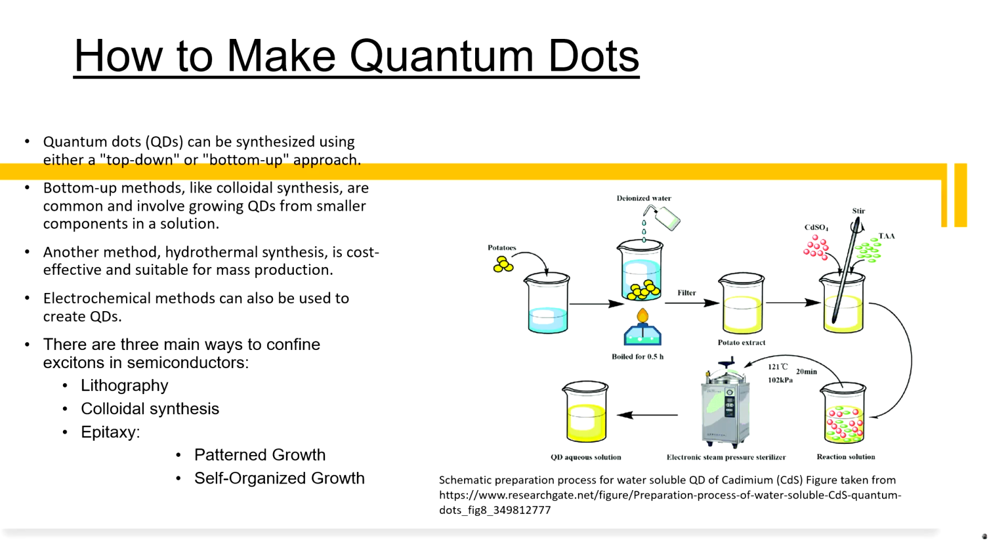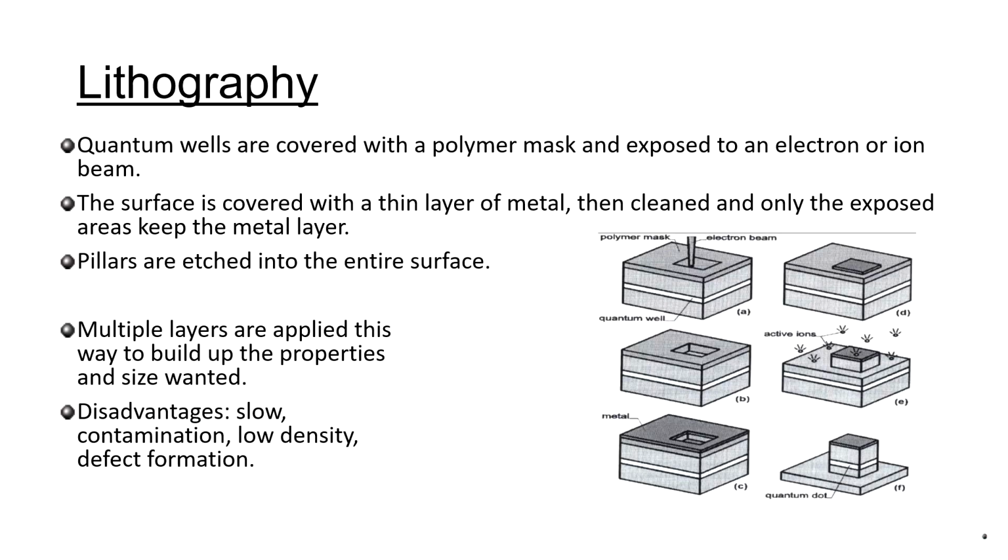Electrochemical methods can also be used to create quantum dots. There are three main ways to confine excitons in semiconductors: using lithography, using colloidal synthesis, or using epitaxy, and you can get pattern growth or self-organized growth. So these are some of the advantages of the different techniques which are used.